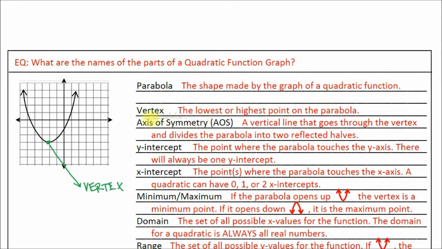All right? Axis of symmetry. You'll see me abbreviate that as AOS, so I don't have to write the whole thing out. Remember, symmetry last year. Symmetry means that a shape has a reflection. Maybe the left and right sides are reflections of each other, or the top and bottom. So there is a line of symmetry on a particular shape. A parabola has an axis of symmetry. It's a vertical line that goes through the vertex and divides the parabola into two reflected halves.